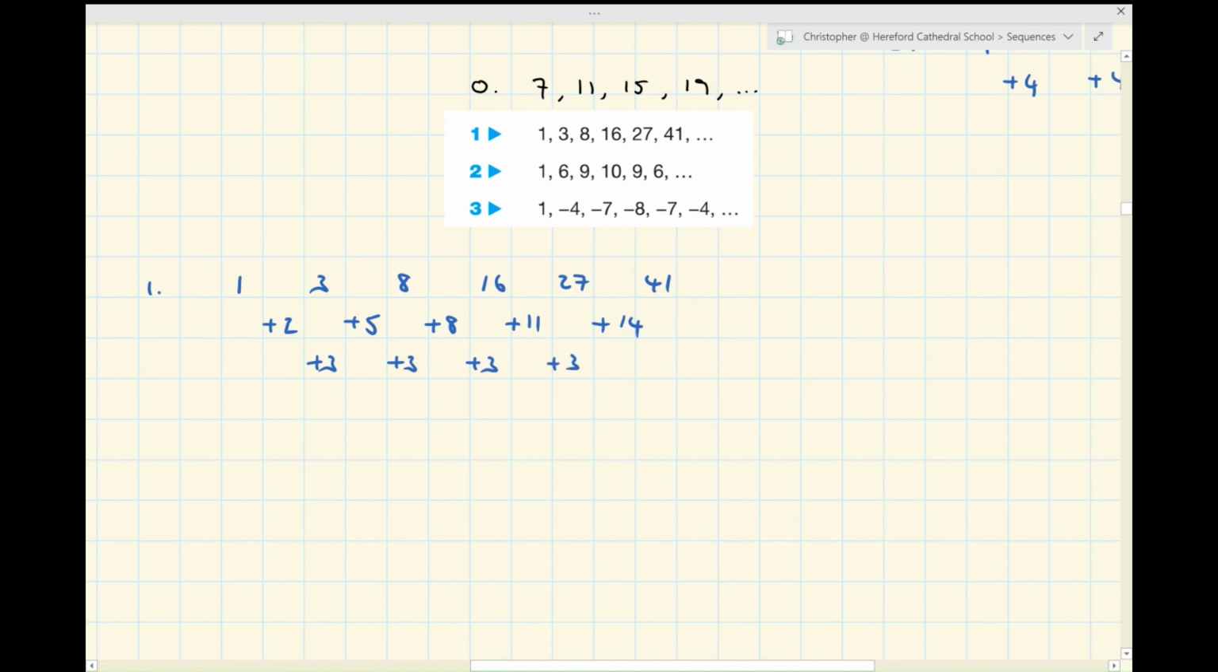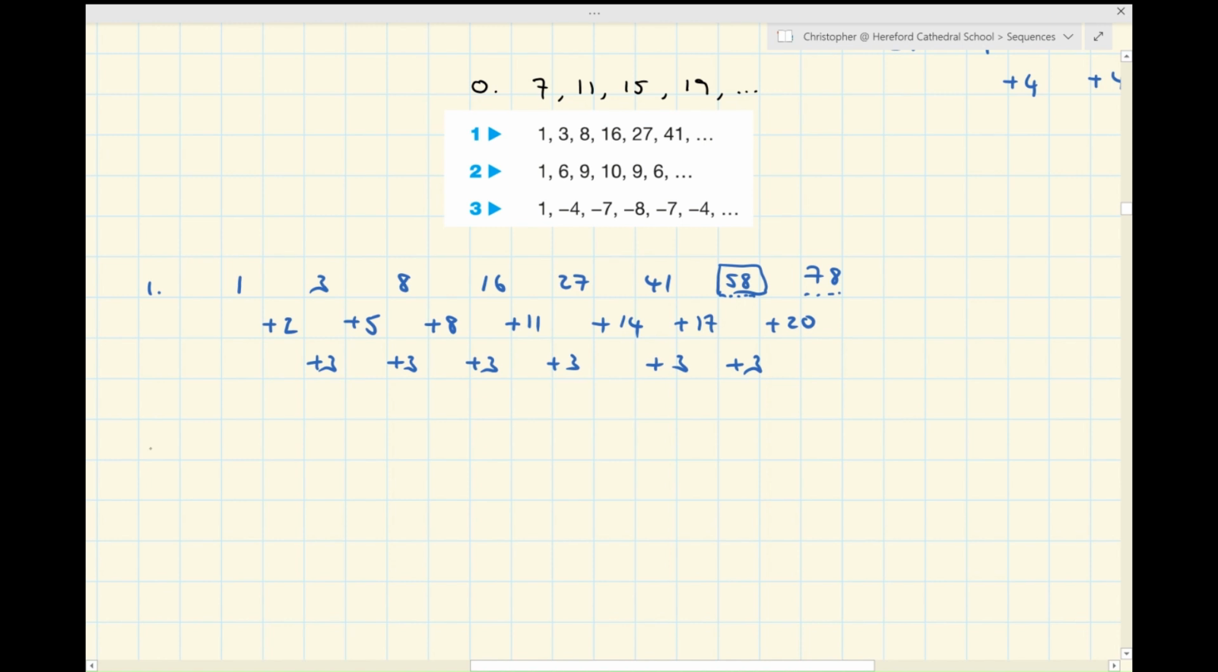Right. So if I want to find the term which comes after 41, I'm going to plus 3 on here, which is going to make this plus 14 a plus 17, which means that this term is going to be 41 plus 17, which is 58. If I wanted to continue the sequence, I could have another plus 3 here to give me a plus 20 here to give me 78 there, and so on.